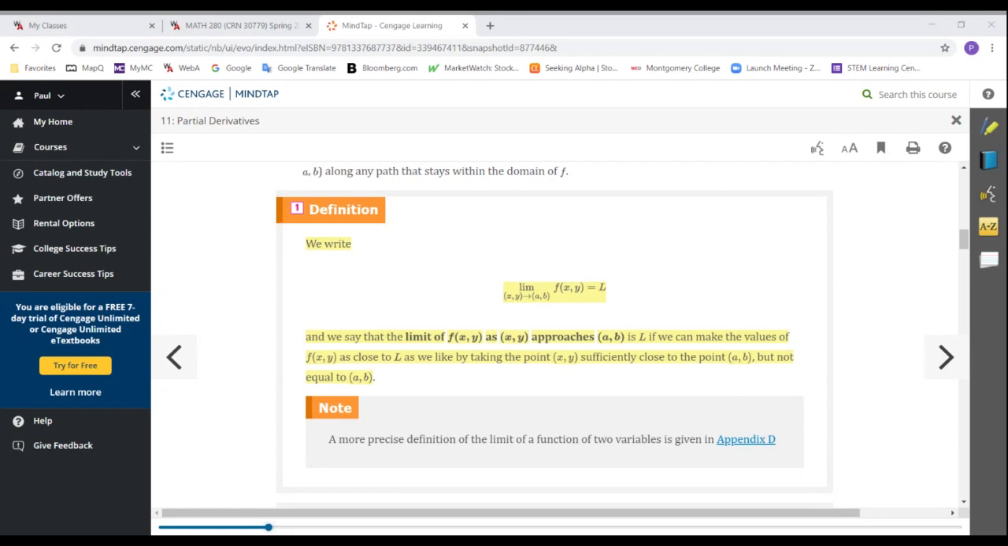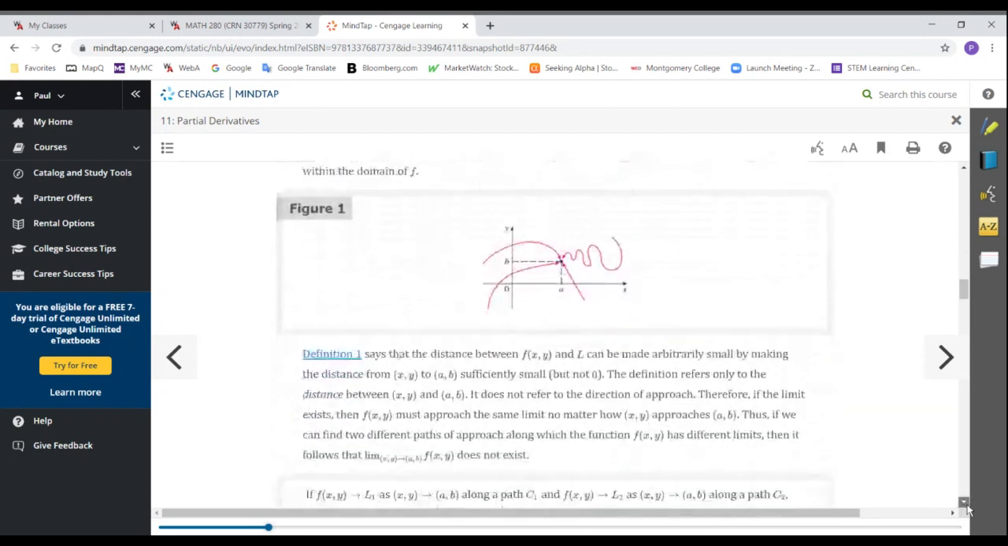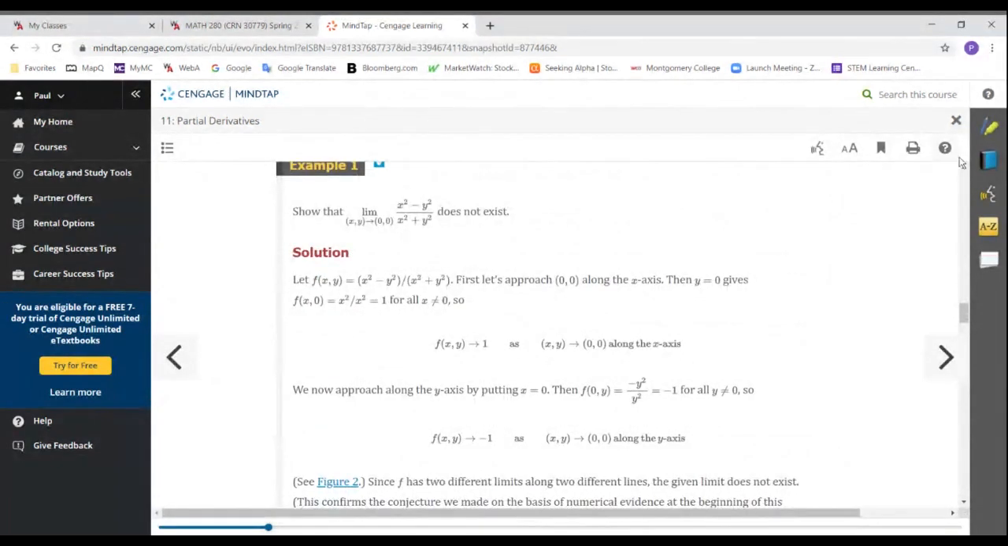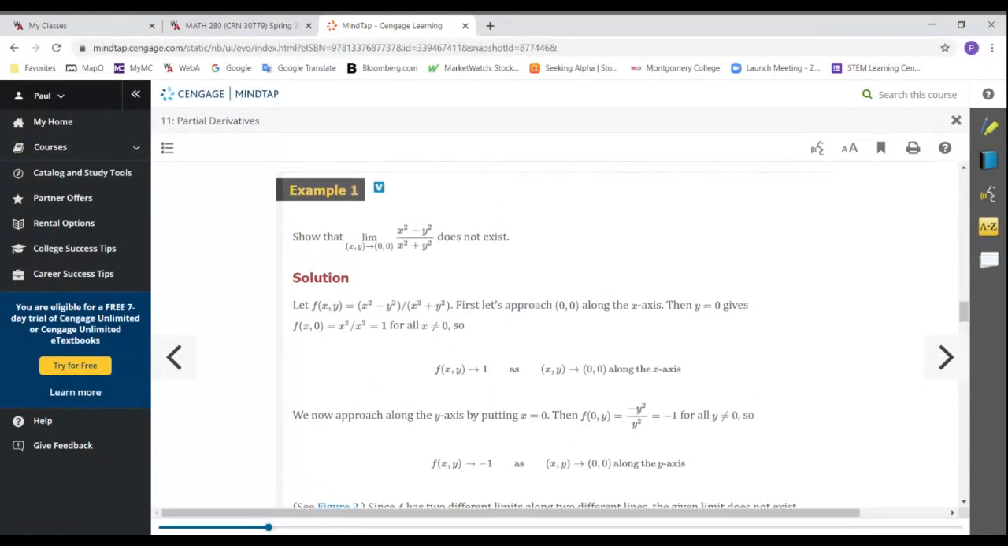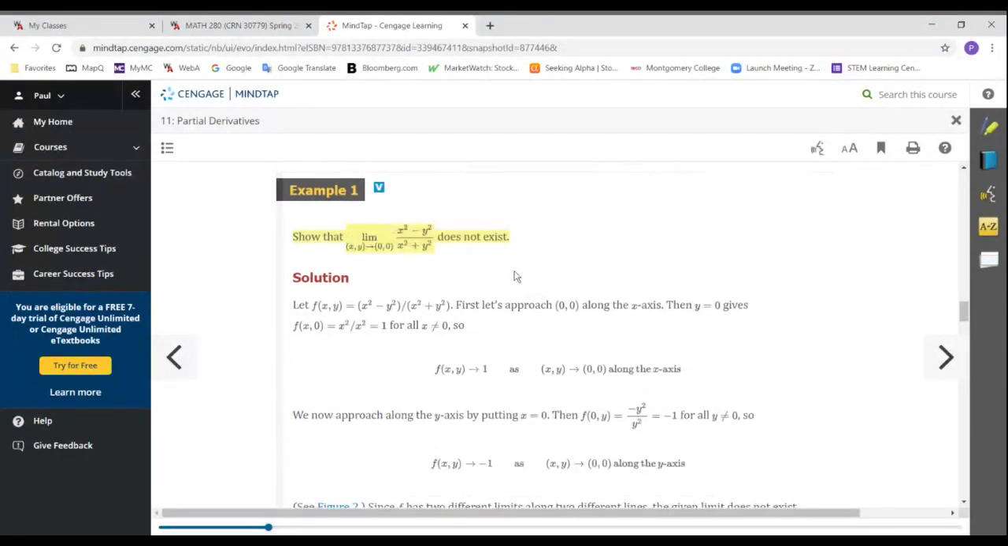So examples are very helpful here. Examples are very helpful. Okay, let's look here. Okay, example 1. Show that this limit does not exist. Okay, yeah, let's show this limit does not exist.